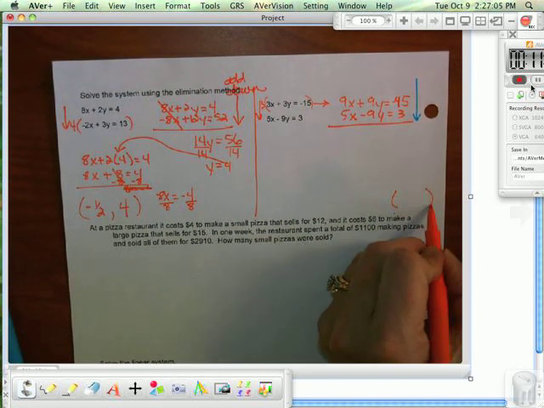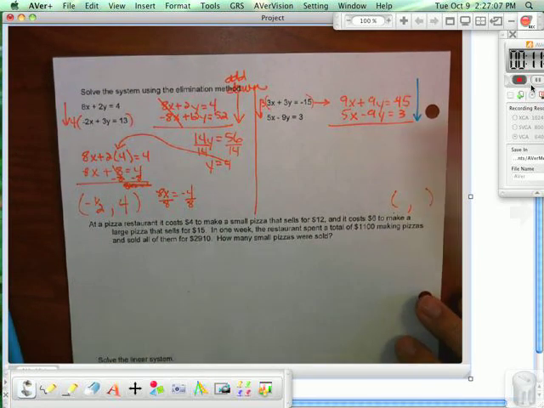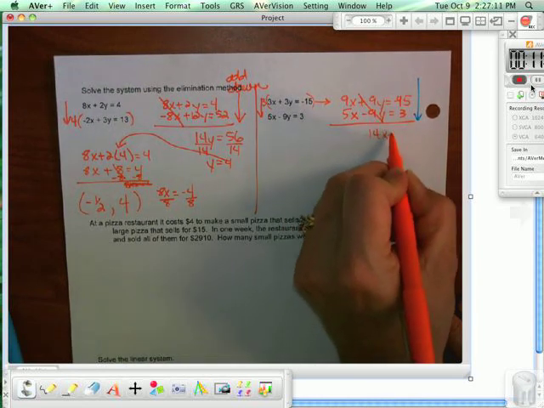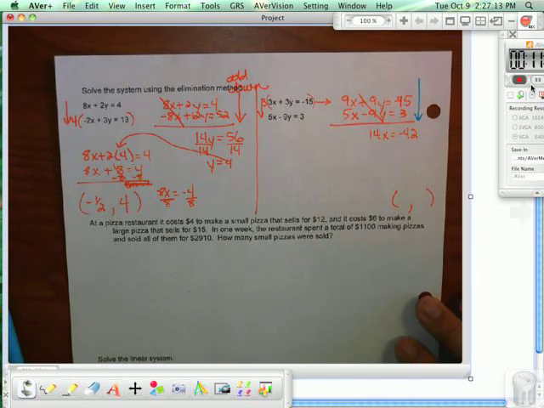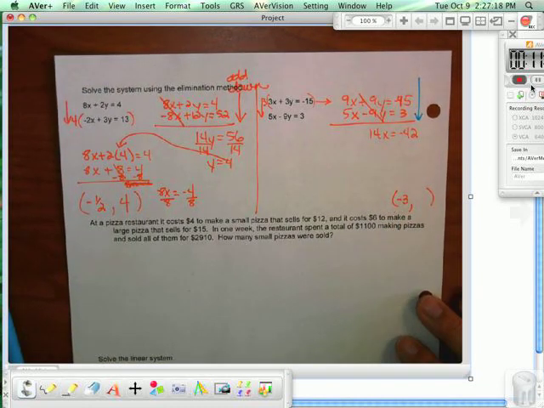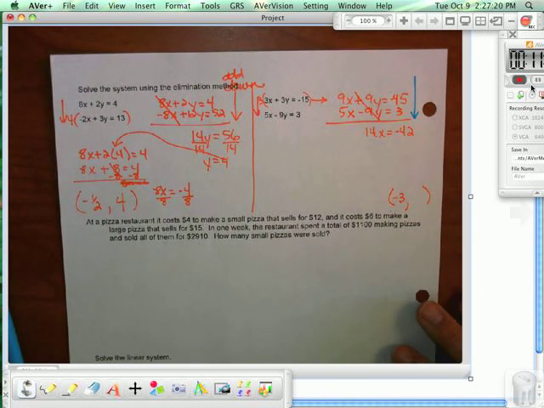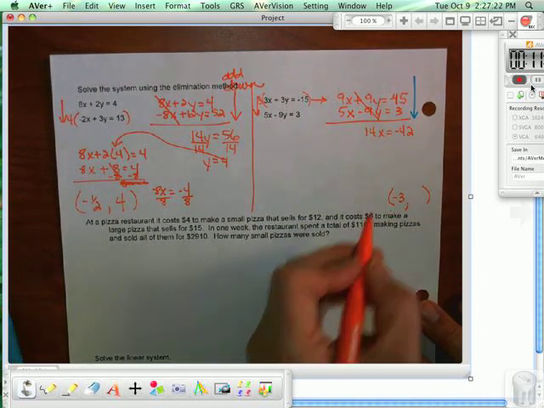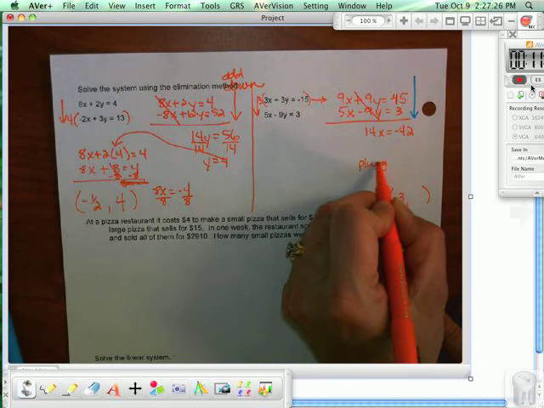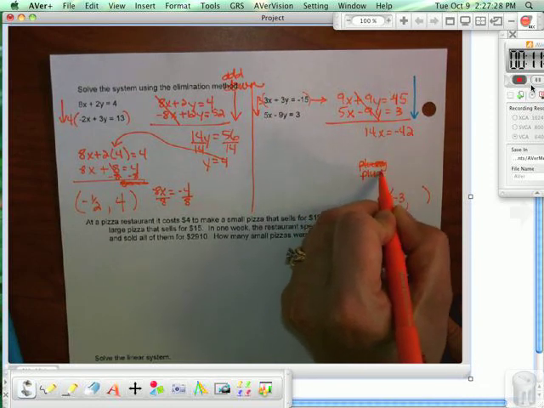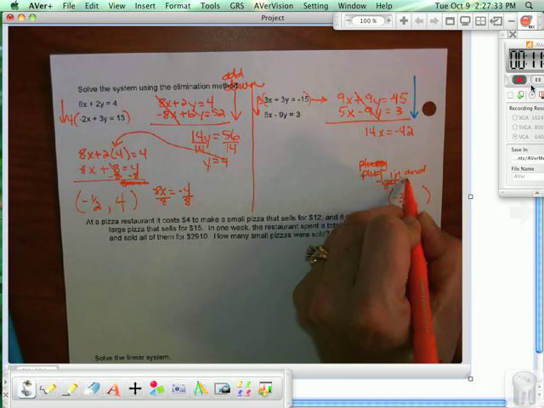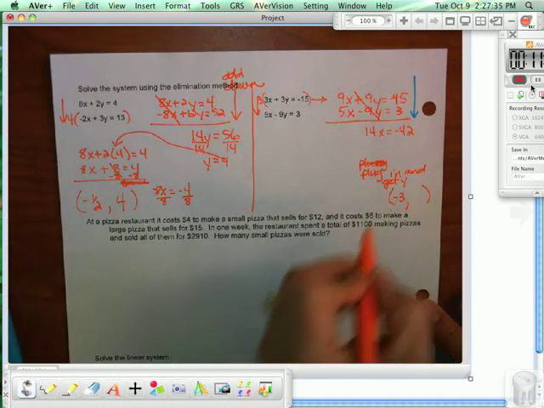Okay, if I were to do this math, this goes away. 14x equals negative 42. I'm going to do this quickly. X equals negative 3. I'm going to plug that right into my ordered pair. Once you get this, you just plug in and get y. It doesn't matter which one you plug it into, and you would get negative 2.